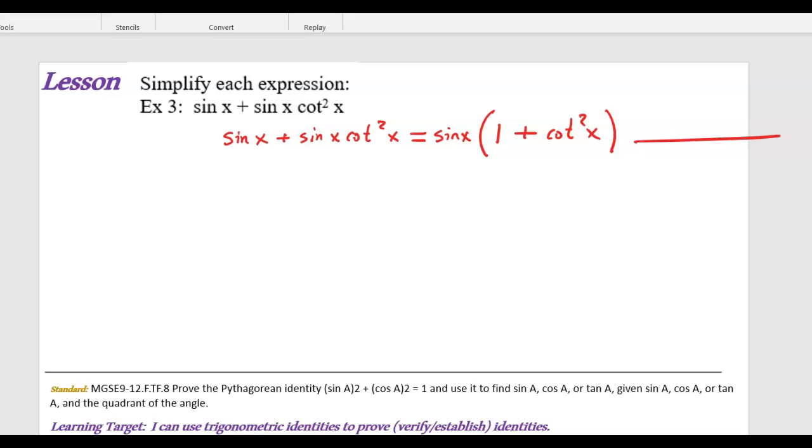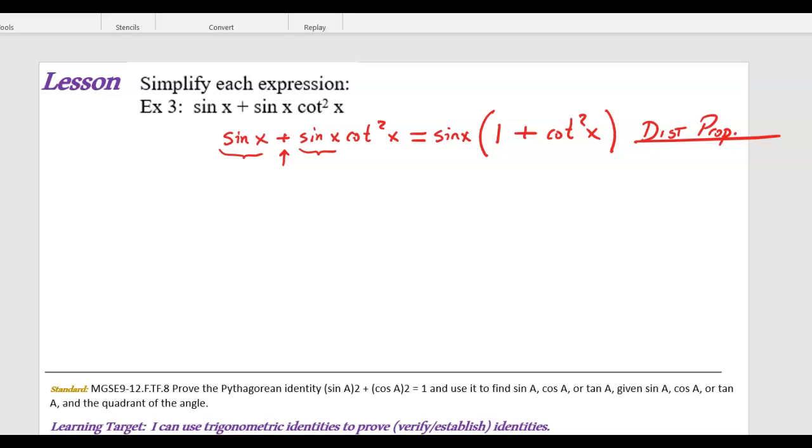Okay, so here's all I did. Both terms I was adding or subtracting had a sine of x factor. I factored out sine of x. Sine of x times 1 is sine of x. Sine of x times cotangent squared of x is sine of x cotangent squared of x. This is the distributive property. So the reason is distributive property.